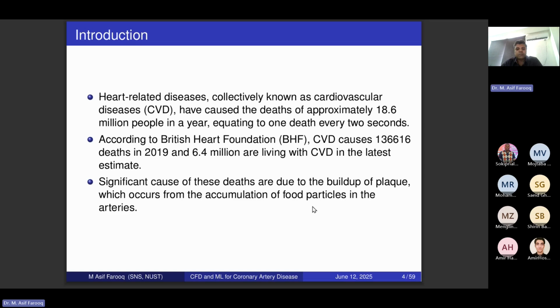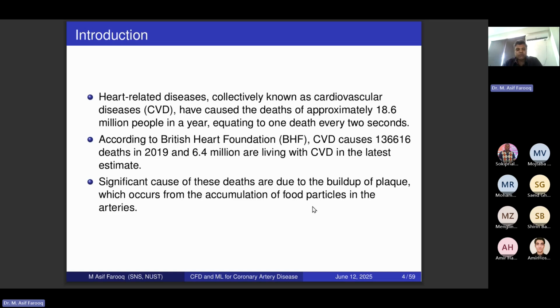According to the BHF, the British Heart Foundation in the UK, around 0.1 million people died in 2019, and still 6.4 million people are living with CVD.